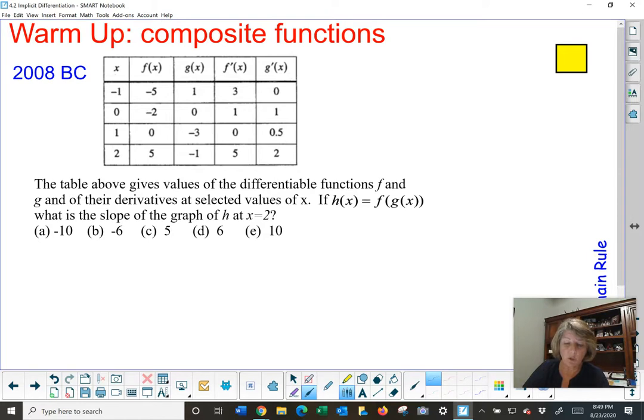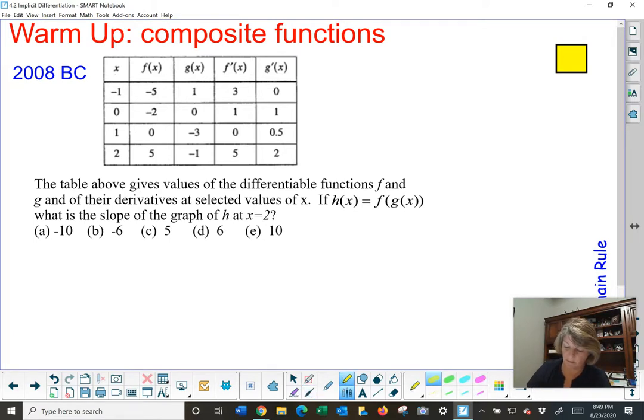All right, your warm-up today is a BC question from the exam, and take a look at it. It says the table above gives values of differentiable functions f and g and of the derivatives at selected values of x. If h of x is equal to f of g of x, what is the slope of the graph of h at x equals 2?